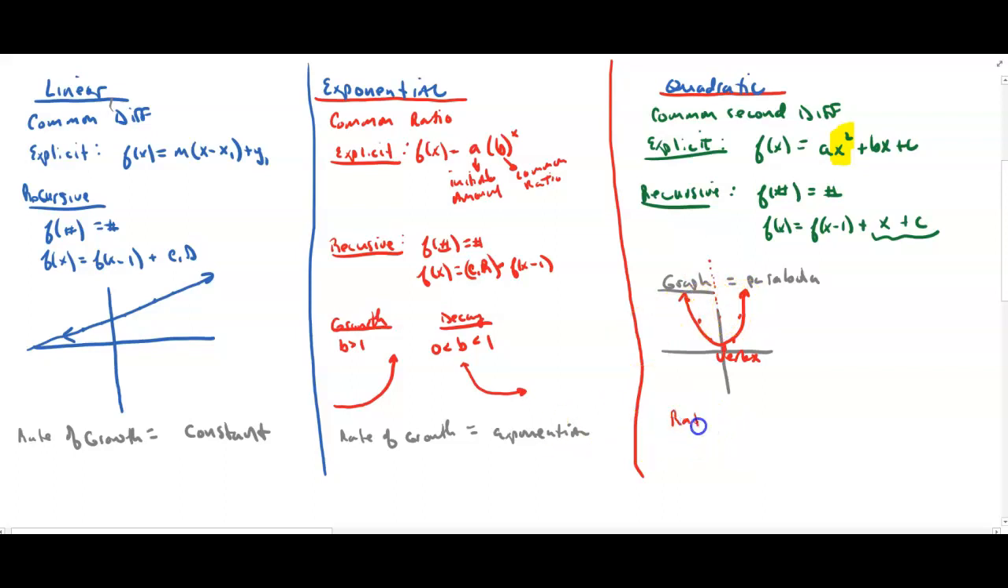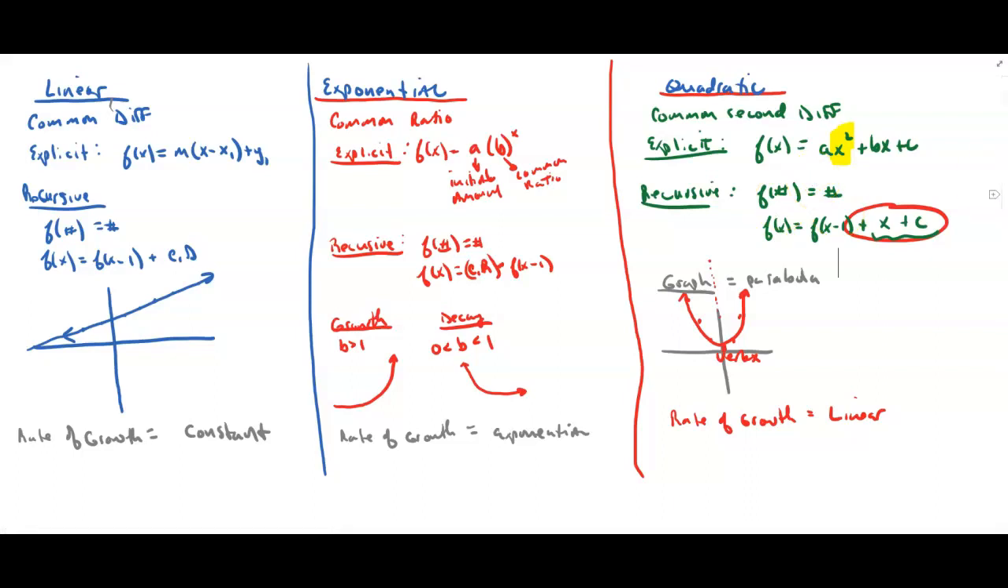The rate of growth for a quadratic function is that it grows in a linear fashion. It has a linear rate of change in it. If you see that, it's that you're adding a linear growth to the previous term each time.